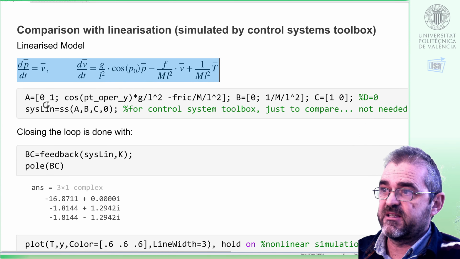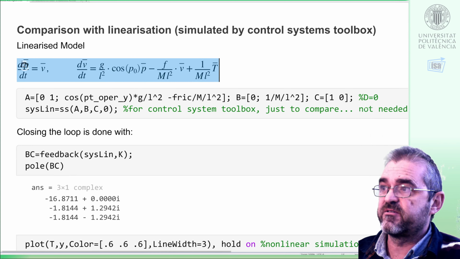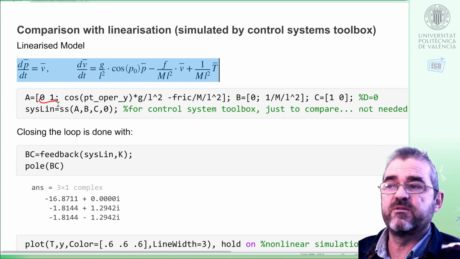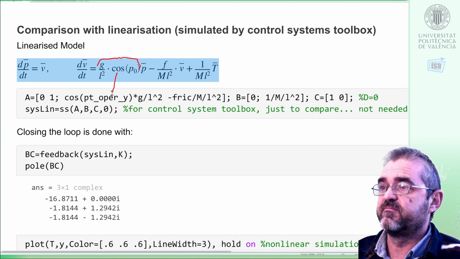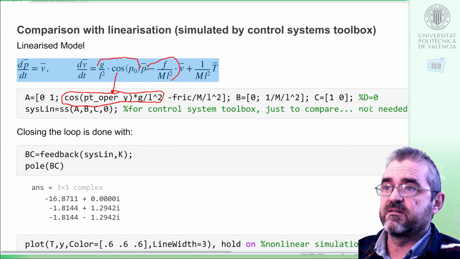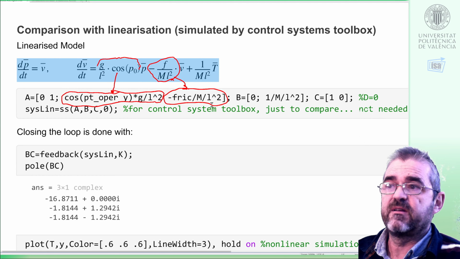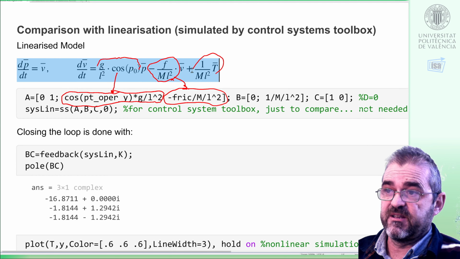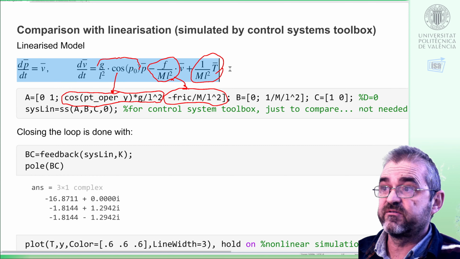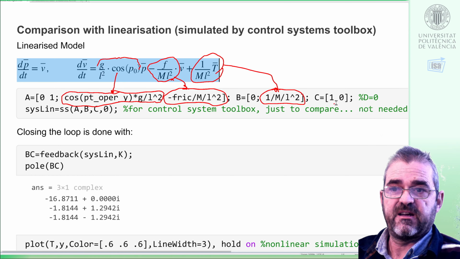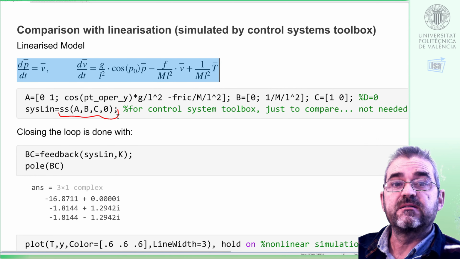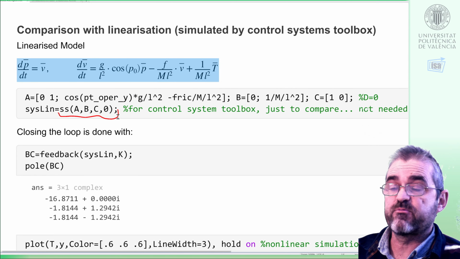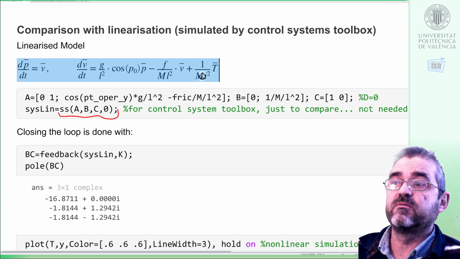So in this A matrix, the derivative of the first state is the second one, this row 0, 1, and this thing that multiplies the increment of position is here, and this thing that multiplies the increment of speed is here, and this element that multiplies the increment of torque is here, and the output is the position. So with this, I build a Control System Toolbox object encapsulating the state representation of this linearized model.